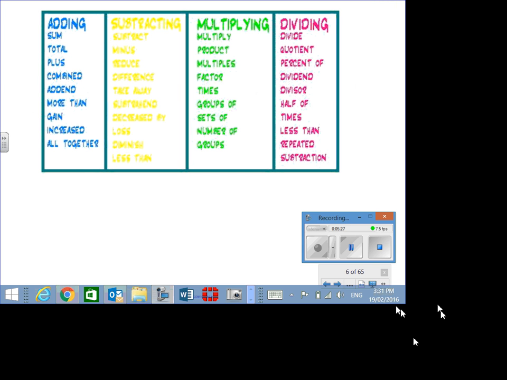Go ahead and pause the video here so you guys can look at a couple of the words that we should be familiar with that mean addition, subtraction, multiplying, and dividing, or adding, subtracting, multiplying, and dividing. We are probably familiar with most of these, but go ahead and take a read through, jot down some of the ones that you're not as familiar with, and that way you guys can have this as a reference to look back on when you're trying to translate.